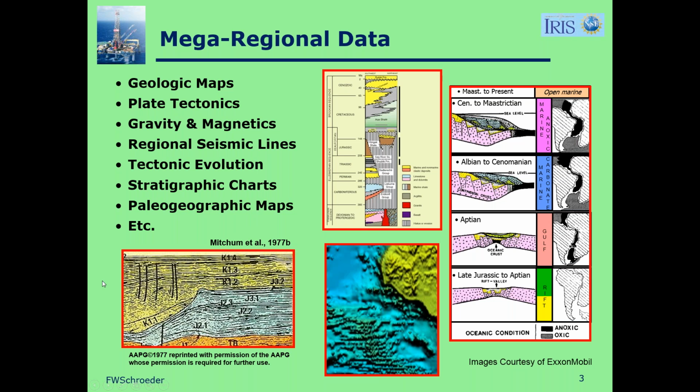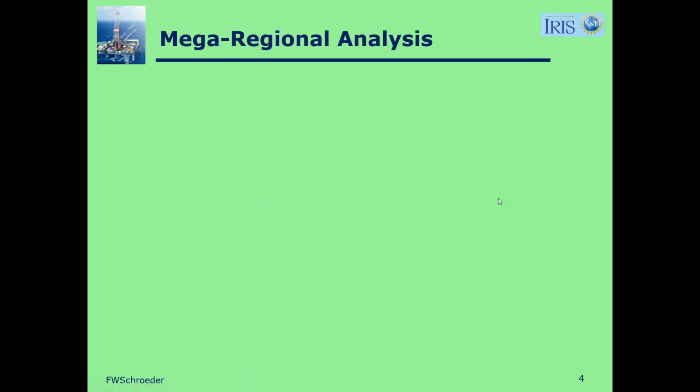So there's a couple of images on here. This is a regional 2D seismic line. It's a classic. It's called Line C, first published in 1977 in AAPG Memoir 26. We have a stratigraphic chart. This is a satellite gravity-based bathymetric map of the South Atlantic. And on the right, we have a reconstruction from late Jurassic up to the earliest Tertiary of the South American margin. So those are the types of information that we would want for a regional or mega-regional analysis.